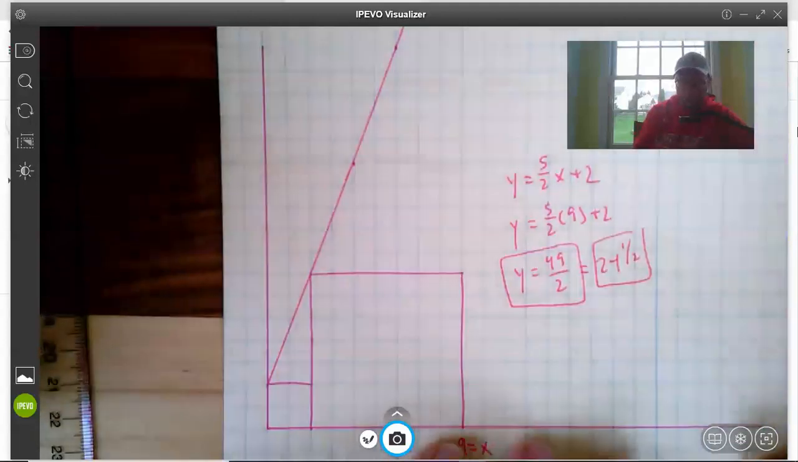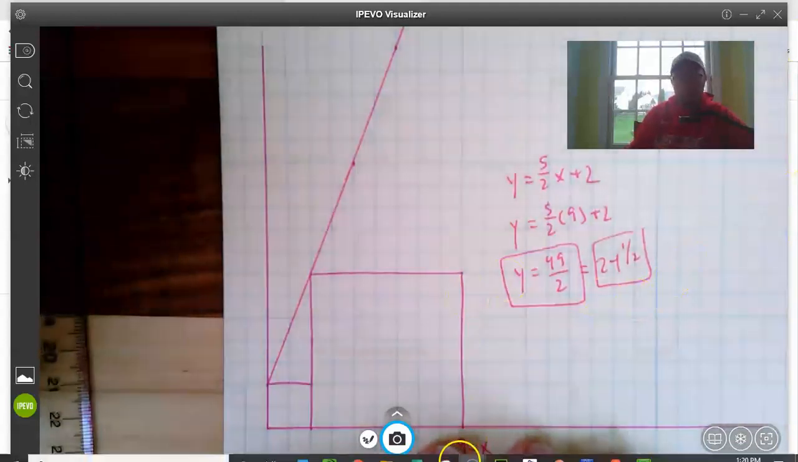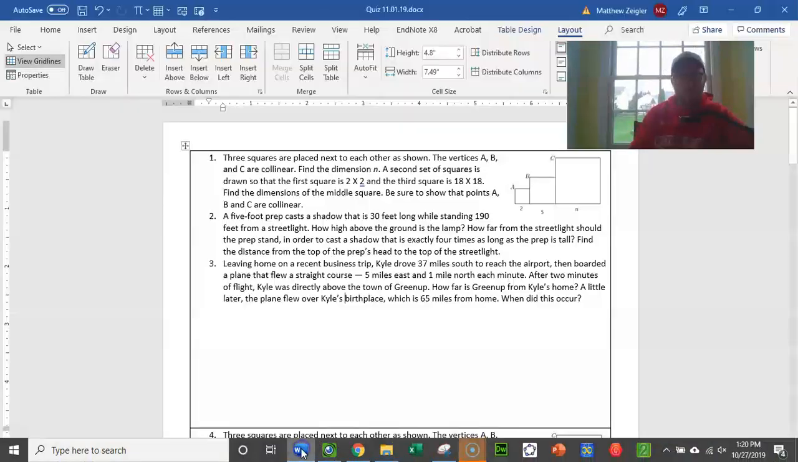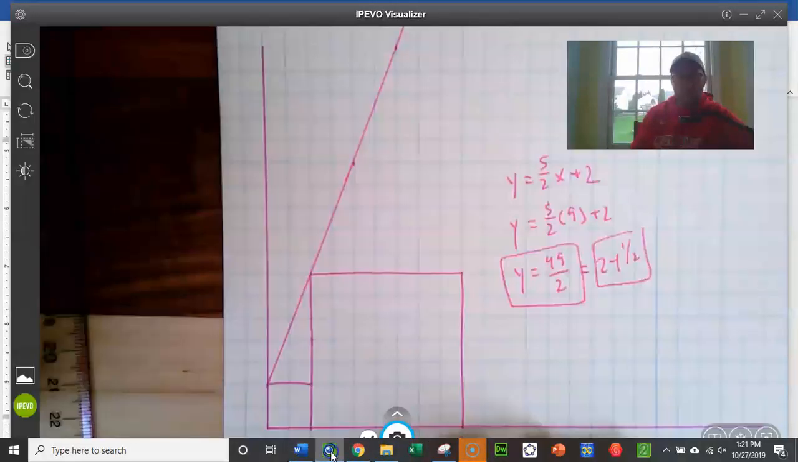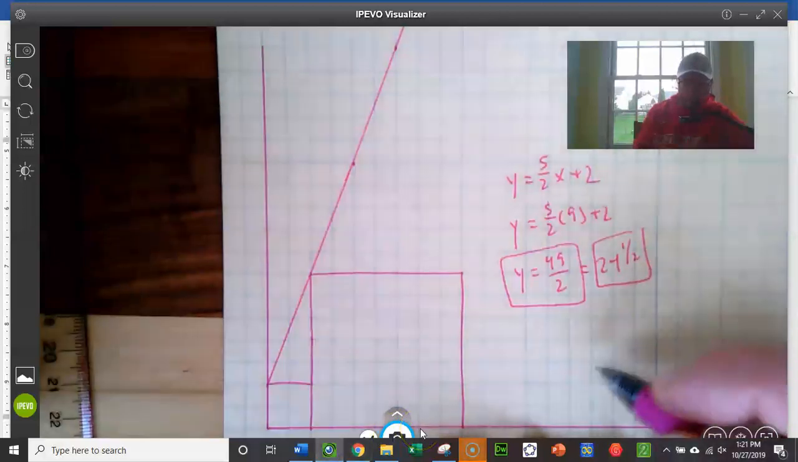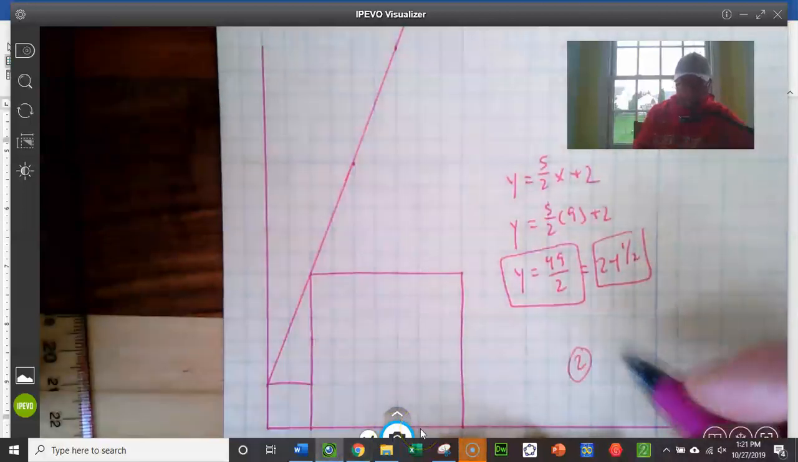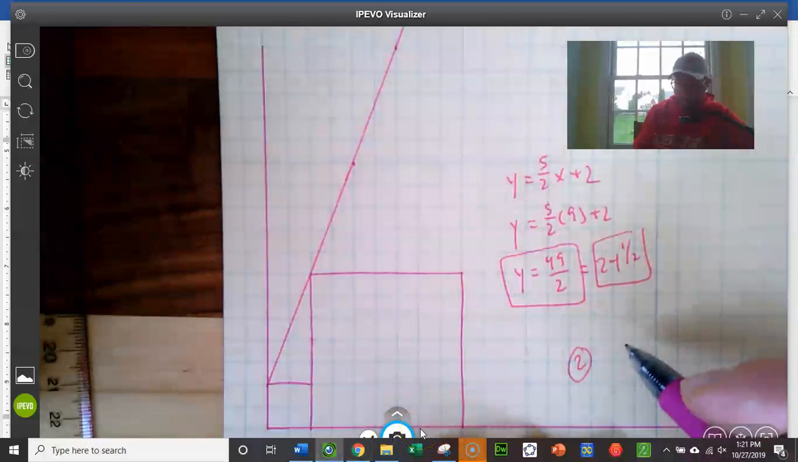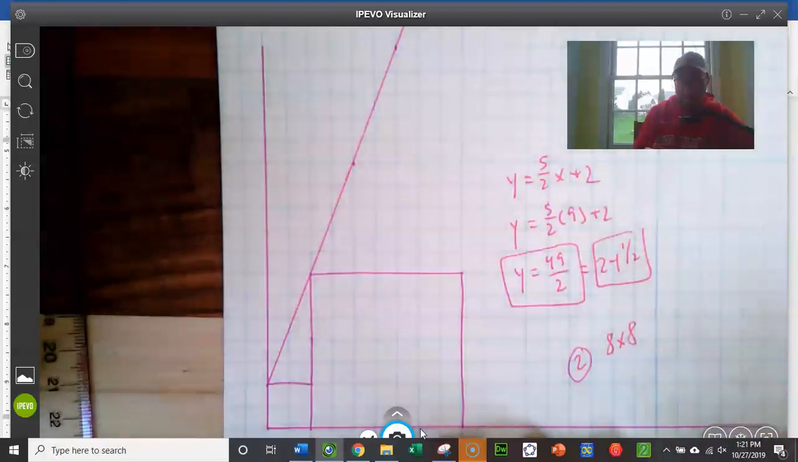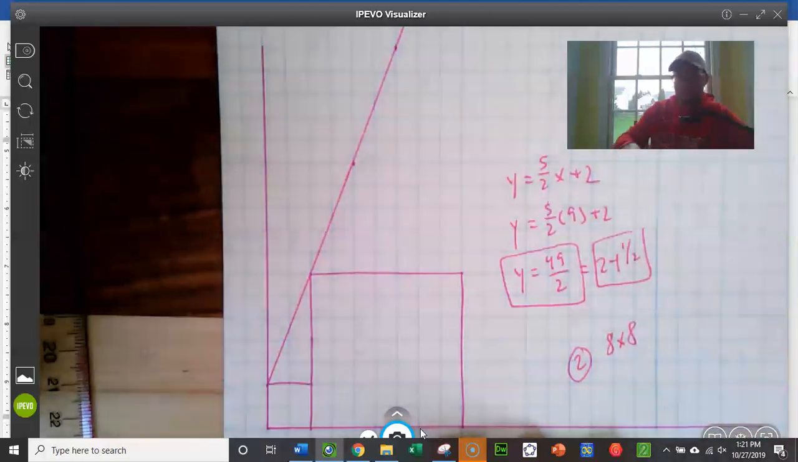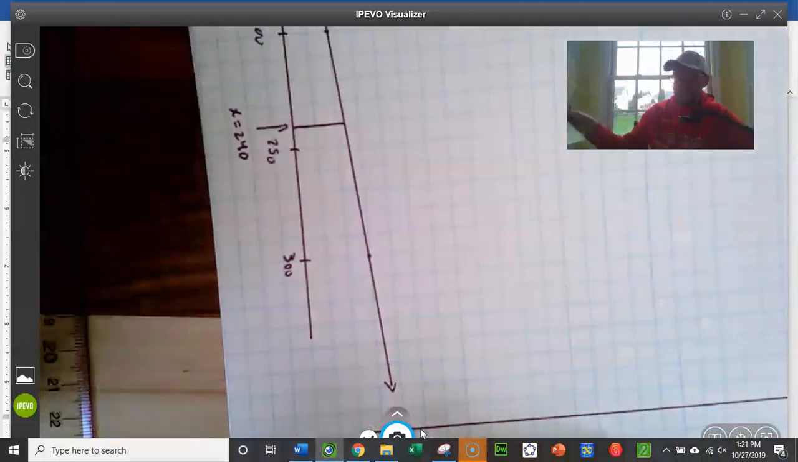Okay. And what was this one? It was a 4 by 4 and a 16 by 16. So a 4 by 4 and a 16 by 16 gives us an 8 by 8. An 8 by 8 square would fit between them. Next.